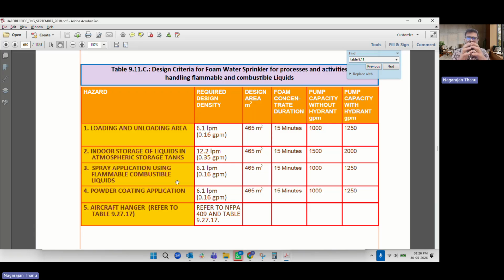Like we have the normal carbon steel pipe, we will use galvanized iron, so there will be a coating done. If you are using those kinds of areas, they will come in this category, like powder coating application, spray application like this. So in our scenario, we are using diesel generator protection. For that, we will use the indoor storage of liquid. So it will be 12.2 LPM, liter per minute.